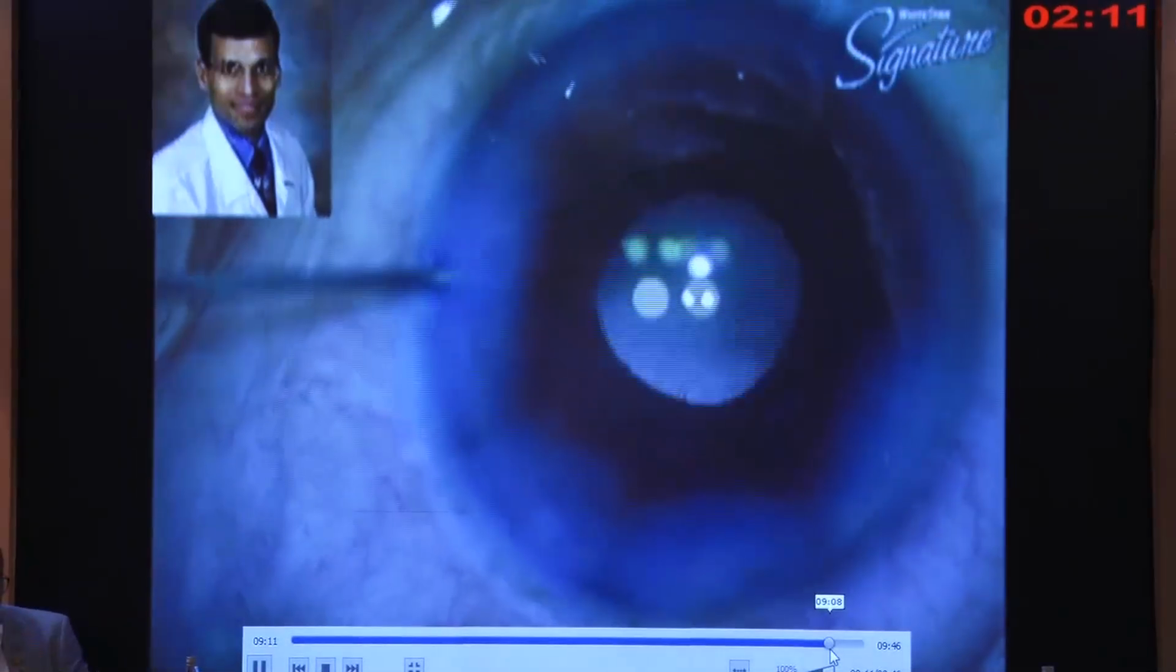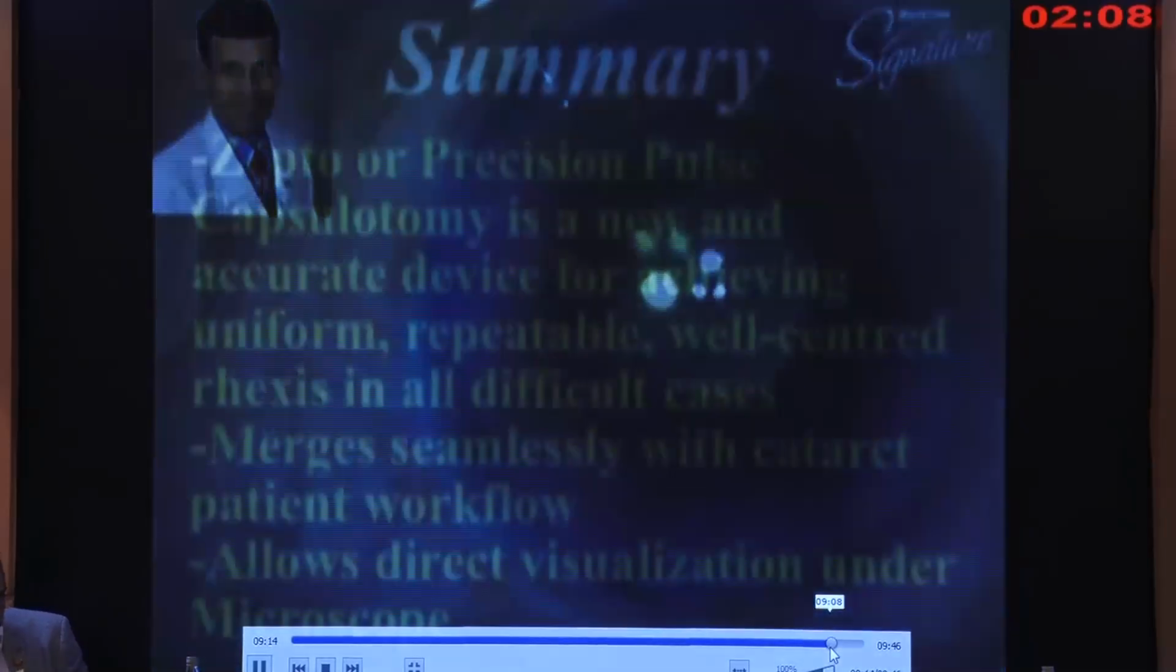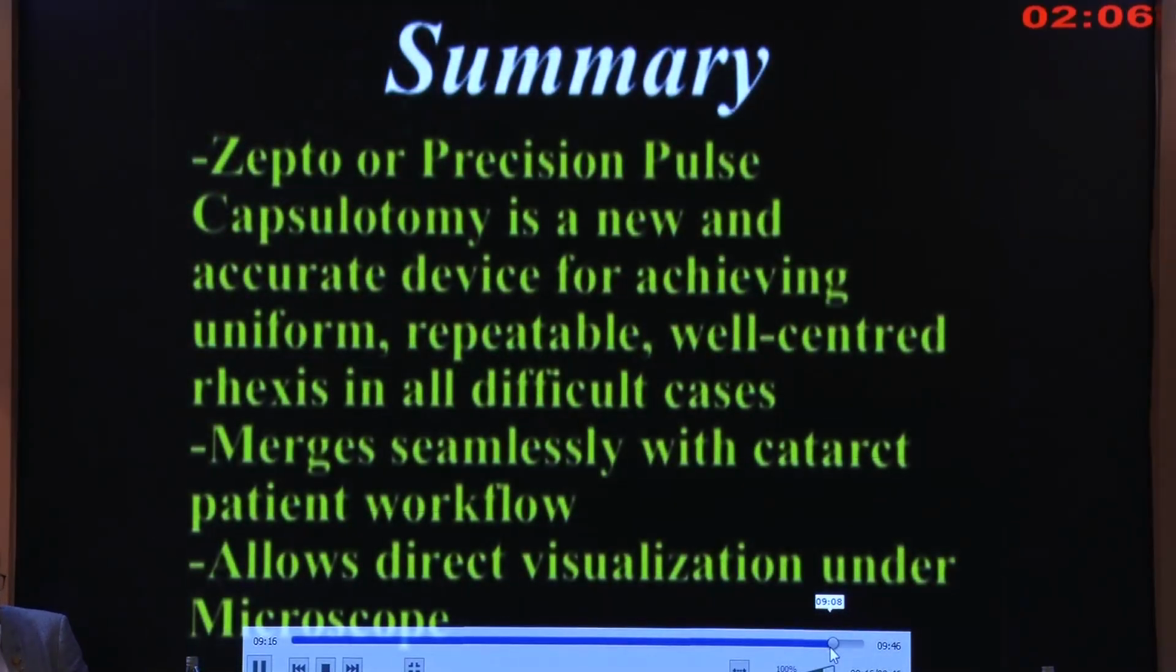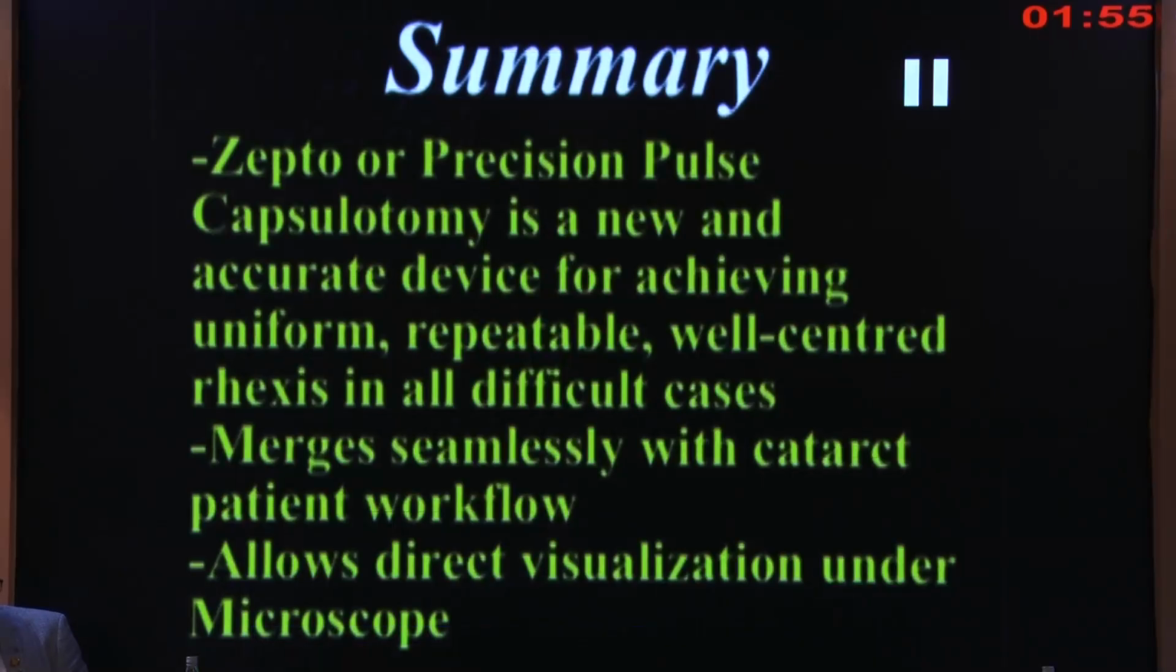And this technique is very important especially in cases where you want to implant the premium lens, and if the case is hypermature or mature intumescent, then you can ensure that the capsular rexis is done very, very well. And it's very important to achieve the effective lens position.